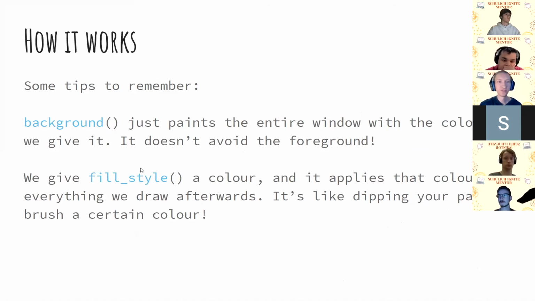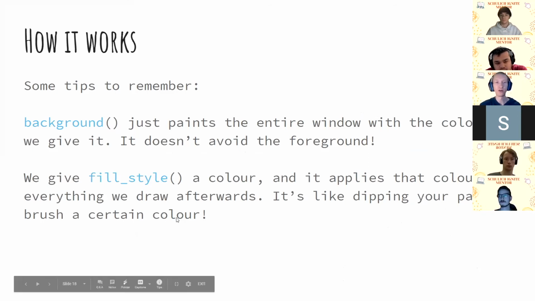Okay, so that's basically what I was explaining there. Background is painting the entire window with that color. It doesn't know that you already have shapes there, so it's just going to paint over top of everything else. With the fill style, that one is much like dipping your paintbrush into a certain color, and from then on afterwards, it's going to be using that color for whatever you're trying to draw.